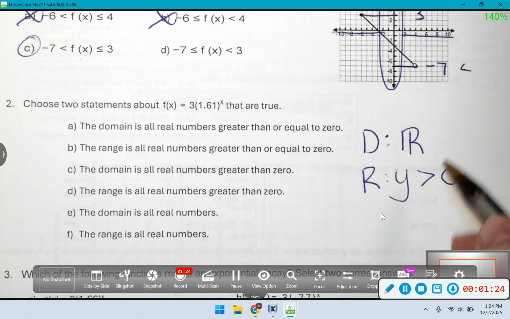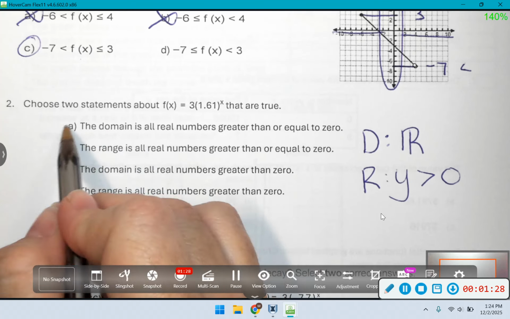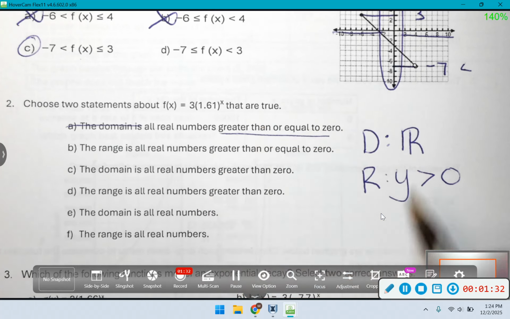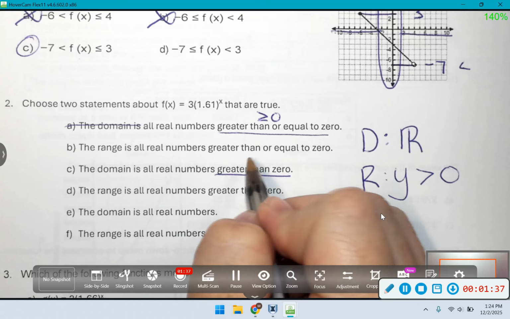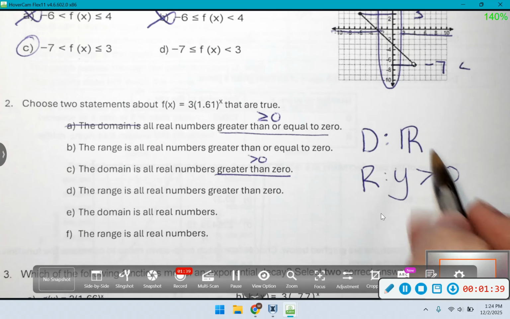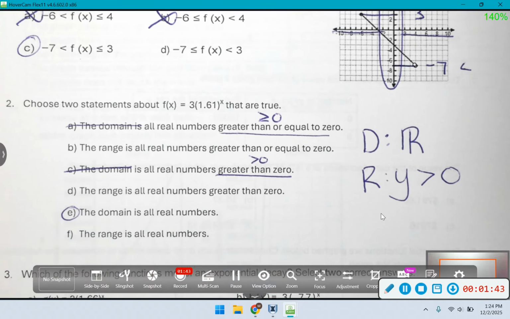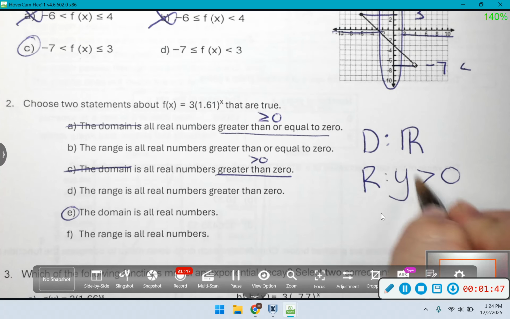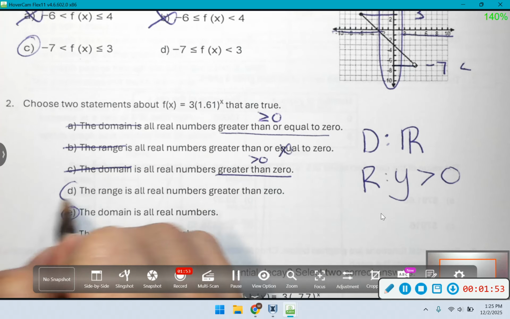Well, domain is just all real numbers. I don't have any symbols. I don't have a 0. None of that. So this is wrong because that's greater than or equal to 0. That would be this symbol, and we don't have that. This one is also wrong because this one says greater than 0. I don't have that. So both of those are wrong. It's just all real numbers. That's it. Okay, this one says y is greater than 0, which just means all real y values are greater than 0, not equal to. This one says equal to, so that one's wrong. This one is my answer.